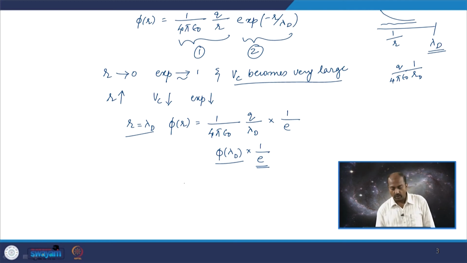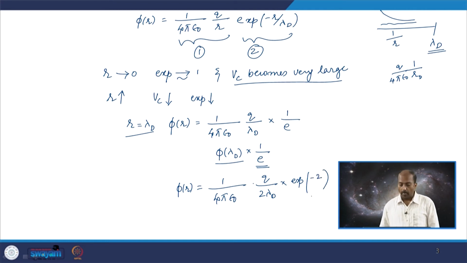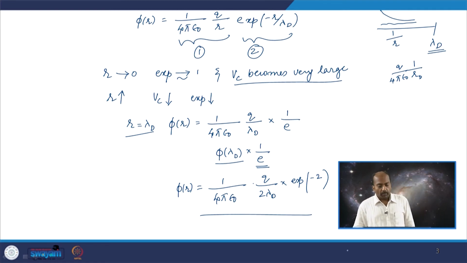What happens even after that? Even after that, the decay will be faster. If you cross the limit of lambda d, the potential will become even smaller. At 2 lambda d, phi of r becomes 1 by 4 pi epsilon naught into q by 2 lambda d into exponential minus 2, which is an even smaller potential than this. So what you observe here is that the potential inside this Debye sphere is not varying as 1 by r throughout; it varies as 1 by r up to a certain limit, and beyond this limit it is falling even faster.